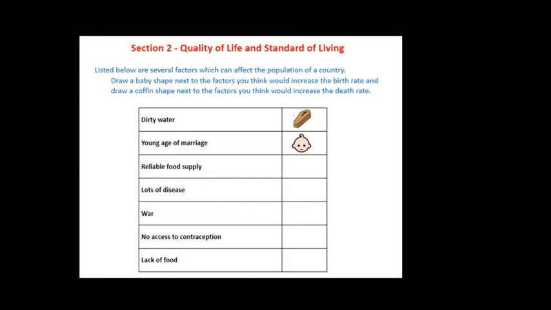Young age of marriage would tend to indicate an increase in birth rate, because people are getting married, they're starting their families.